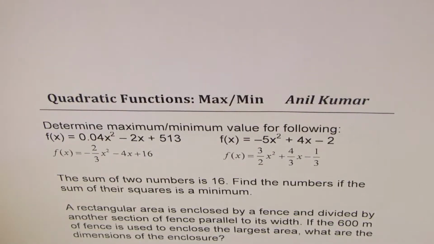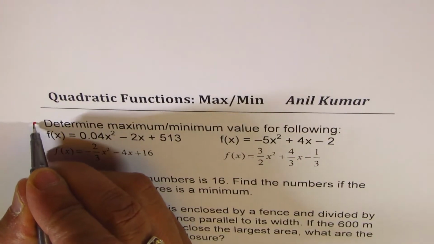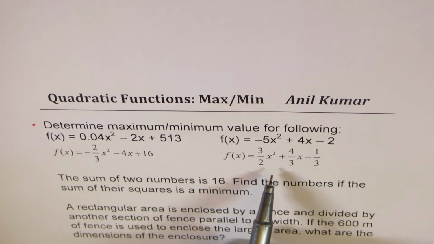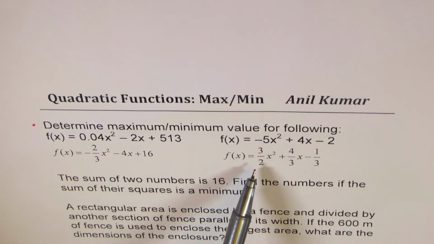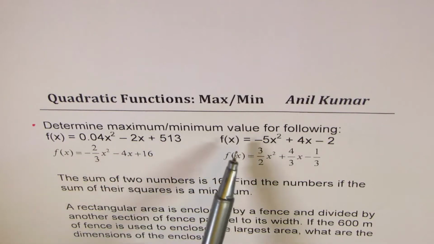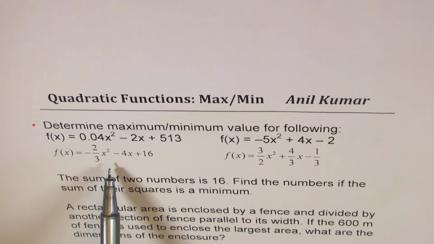Here are the questions. You can actually pause the video, copy these questions, and then solve them. Once you have solved, you look into my solutions. So question number one is straightforward. We are given four different types of equations. The whole idea is I've included decimal numbers, fractions with positive and negative, and you need to find the value for maximum and minimum. So basically it's completing the squares, find the vertex.